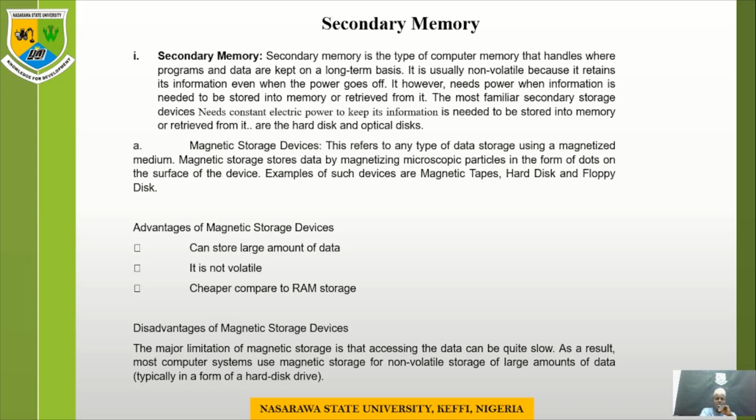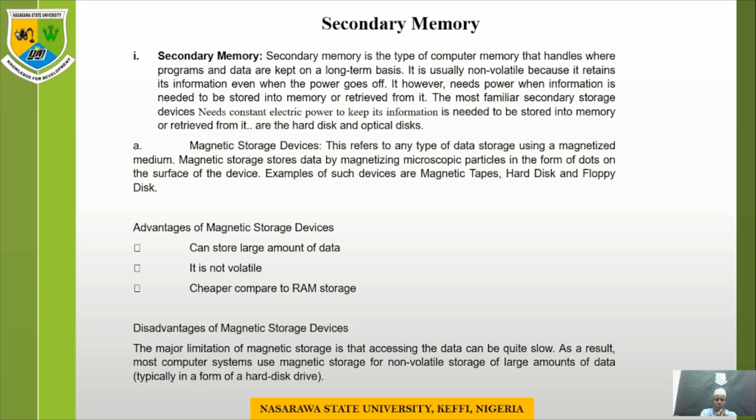So, magnetic storage device. We are in the types of secondary storage now. We have the magnetic storage device. This refers to any type of data storage using magnetized medium. Magnetic storage stores data by magnetizing microscopic particles in form of dots on the surface of the storage device. Examples of such devices are magnetic tapes, hard disks, floppy disks. So these are all magnetic storage devices.